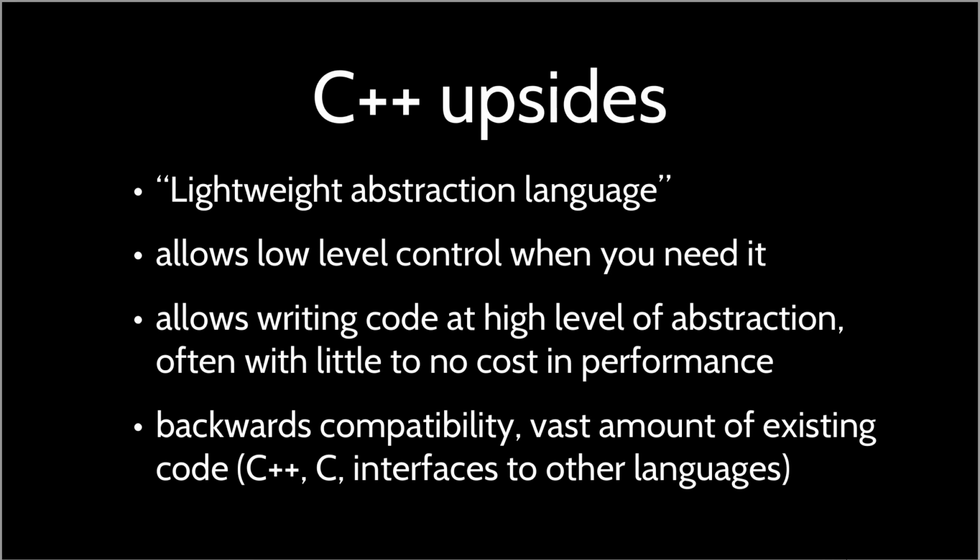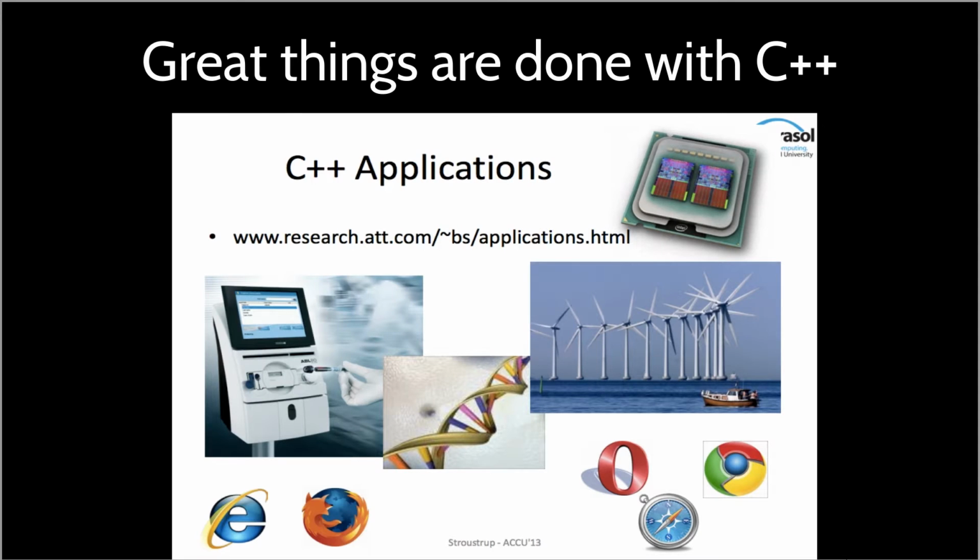One of the major upsides is backwards compatibility, and there are huge amounts of existing code in C++ and C, and these languages have always interfaced well with pretty much all other languages, so access to libraries written in something else is usually also possible. So you can find C++ used everywhere when performance or power savings or responsiveness are needed. C++ is used in operating systems, embedded devices, all heavy desktop applications.